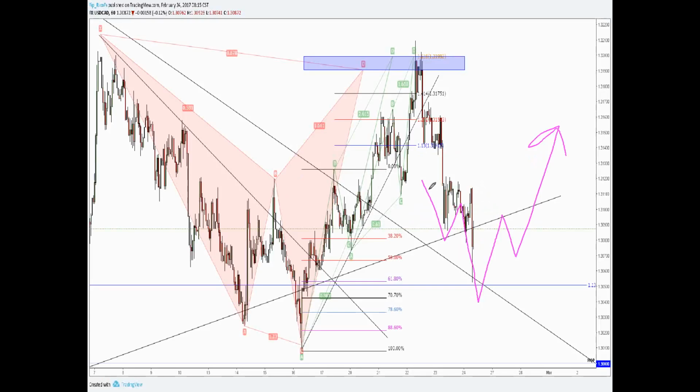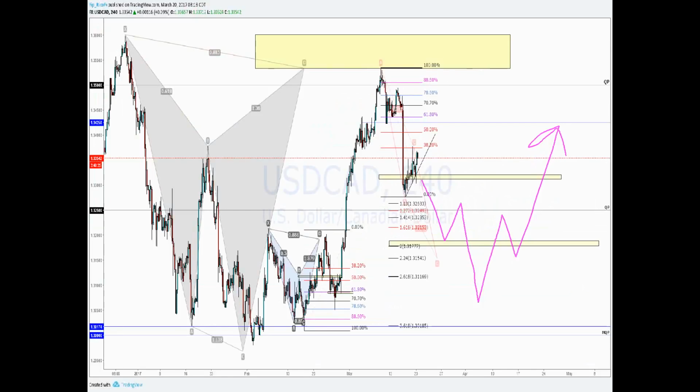So I expect a head and shoulders right here. Let's see what happens. Probably within a few weeks, bro. I'm almost done with it. I'm almost done. It's probably like 85% done. Well, whoops, let me erase my drawings.